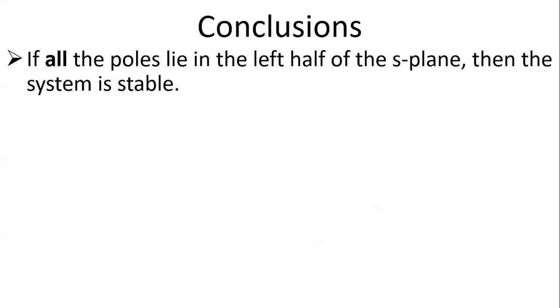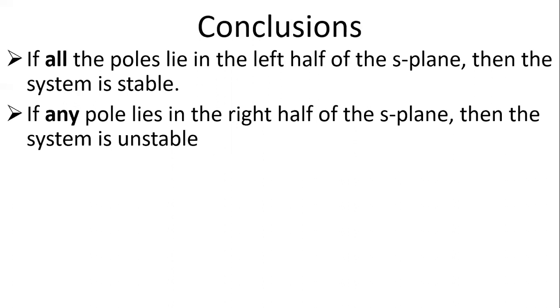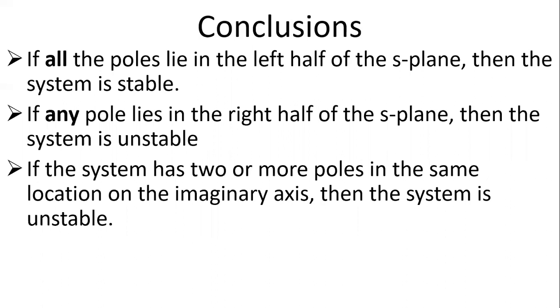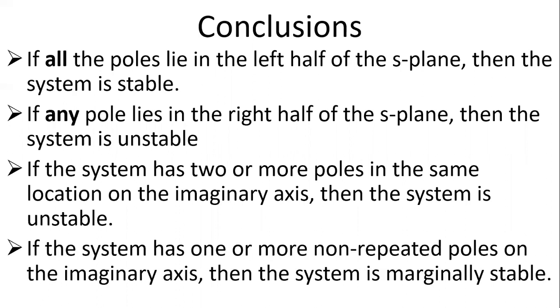Now let's summarize all these things by concluding. If all poles lie in the left half of the S-plane, then the system is stable. If any pole lies in the right half of the S-plane, then the system is unstable. If the system has 2 or more poles in the same location on the imaginary axis, then the system is unstable. If the system has one or more non-repeated poles on the imaginary axis, then the system is marginally stable. So that is exactly what we have.